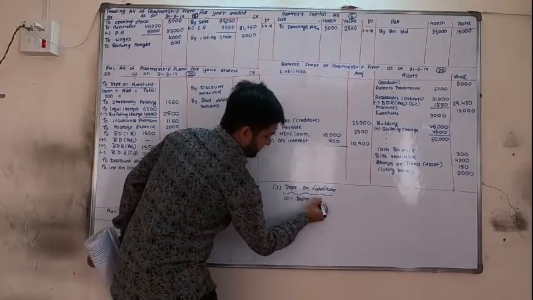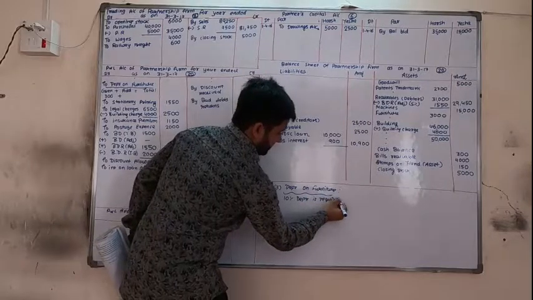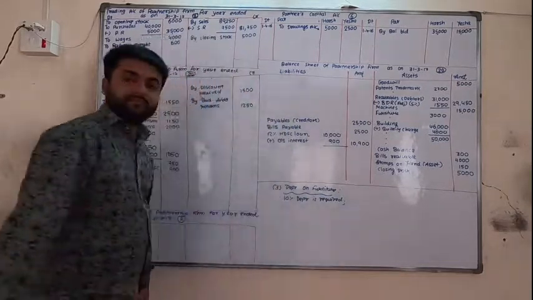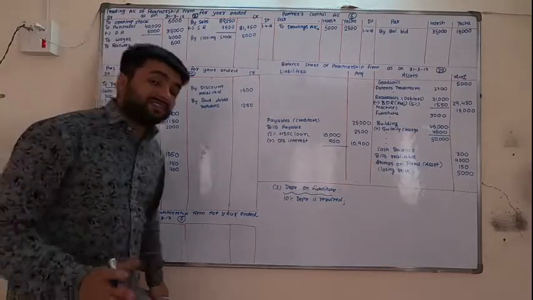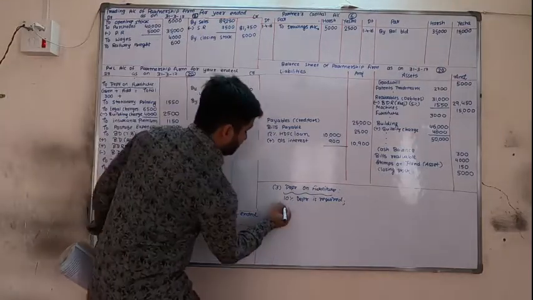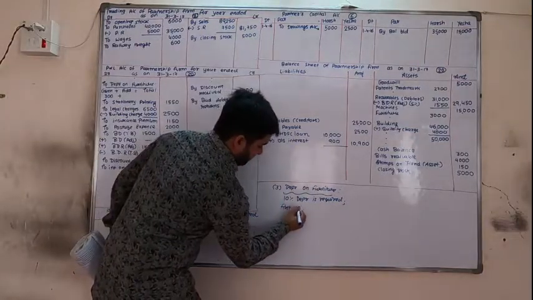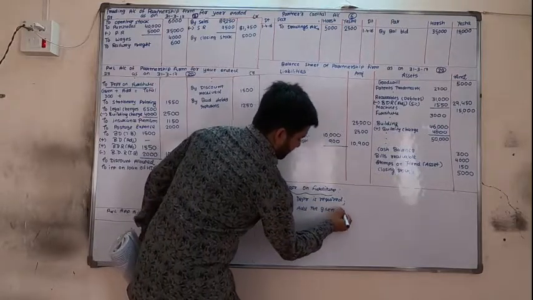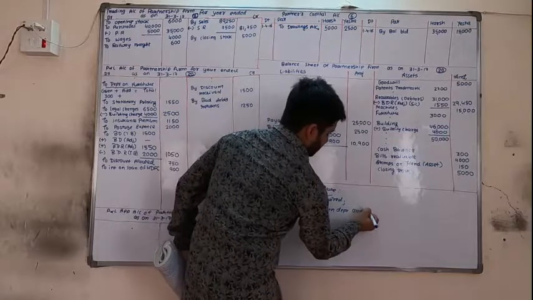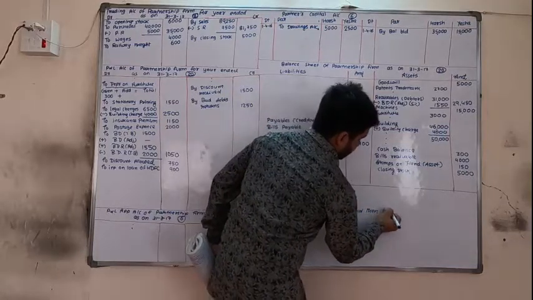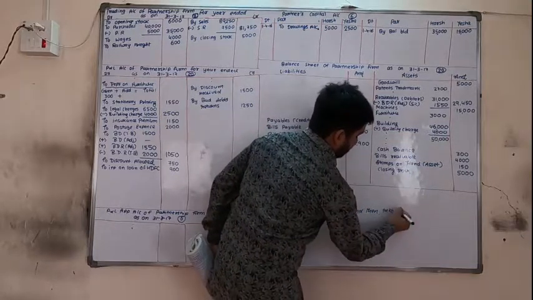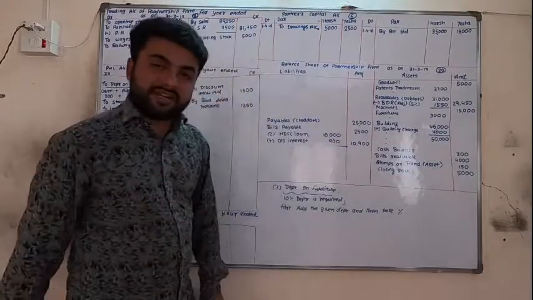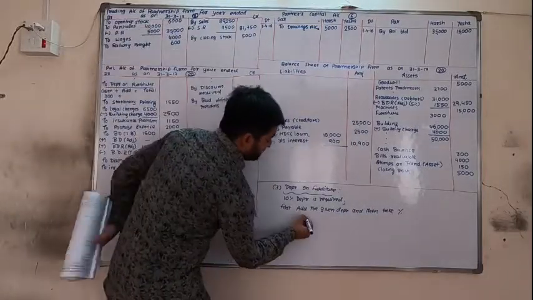10% depreciation is required. So how to do? First, add the given depreciation, and then take the percentage. First add the given depreciation, then take the percentage.